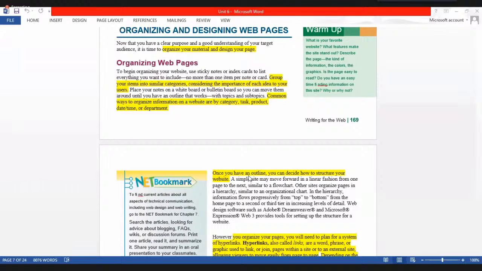So that is given here. Once you have an outline, you decide how to structure your website. That's why the outline must be clear to you. What are the topics and subtopics you are going to include there? That must be clear to you. Only then can you think of structuring the website.